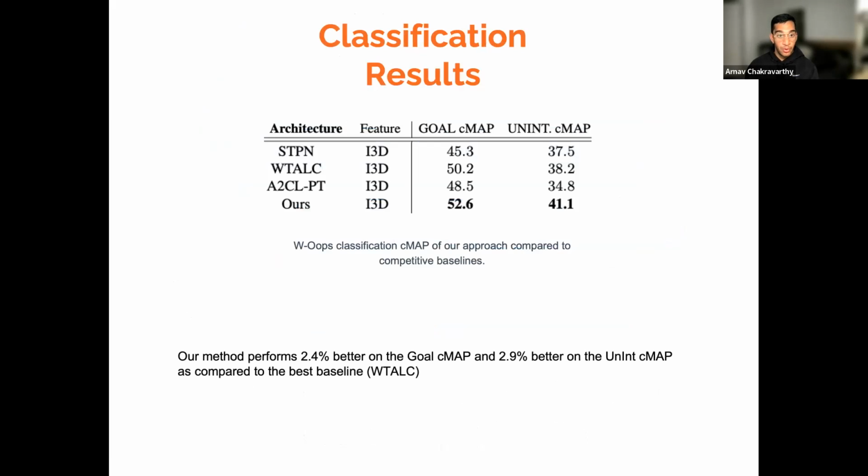We now go over the classification results. Given a descending score rank of videos for each of the classes, we calculate the mean average precision across all the goal-directed and the unintentional classes. And we can see that the model performs 2.4% better on the goal classification and 2.9% better on the unintentional classification as compared to the best baseline.